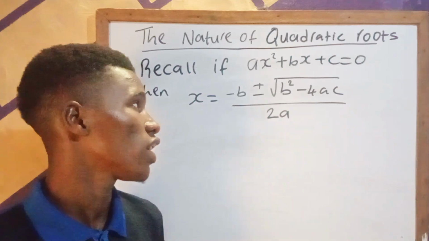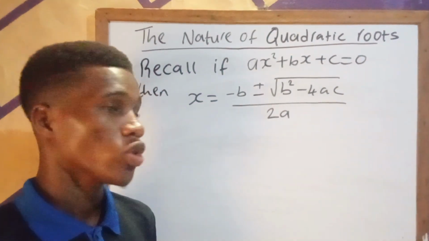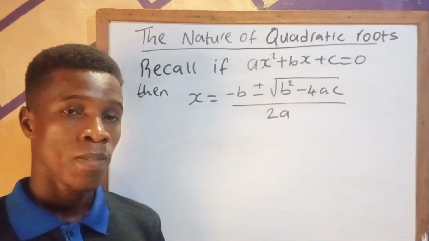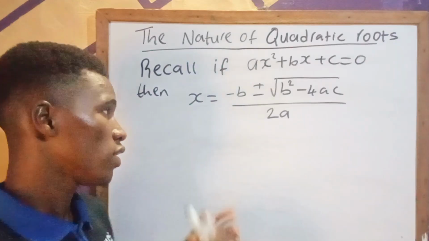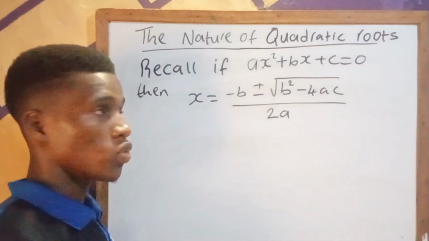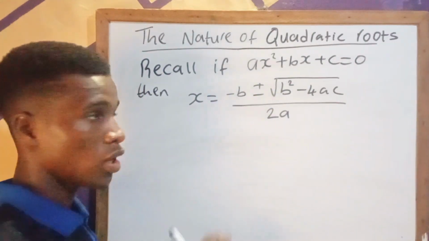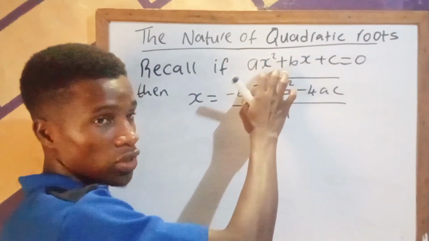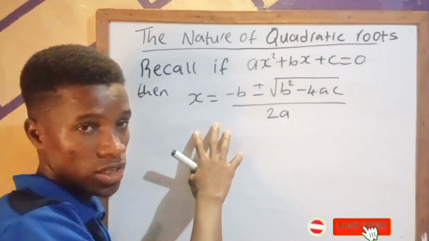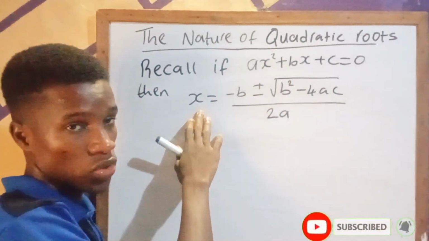So in this case here, we say that if ax squared plus bx plus c equals 0, then this is the root of the equation. So this is the general form of the quadratic equation, and if the quadratic equation is of this form, then it can be solved using this. That's the almighty formula, and this x is the solution.